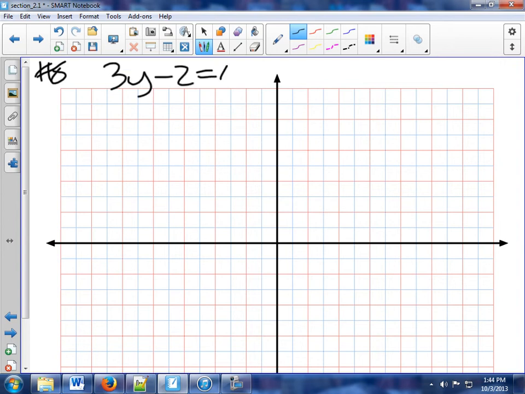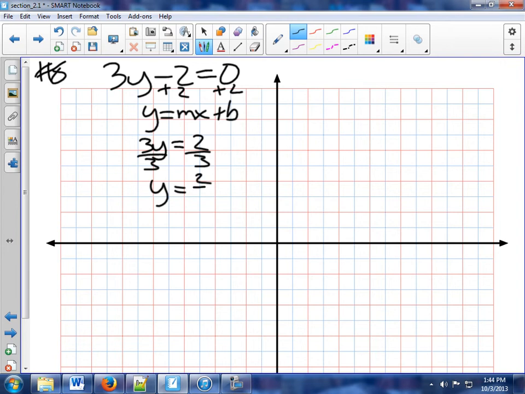3y minus 2 equals 0. Okay, and I'm going to show you, those of you that might be having trouble with it, 2 ways. I still like the y equals mx plus b method, and I'll do that one first. Well, I have to get this 2 over, so I'm going to add 2. So I have 3y is equal to 2. Okay? Now I'm going to divide by 3, divide by 3. Okay? So y equals 2/3.